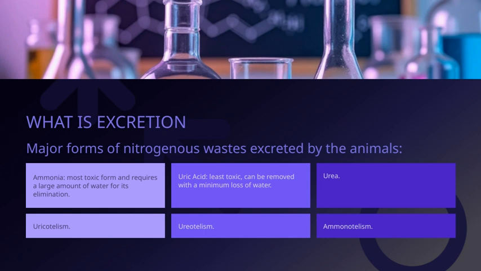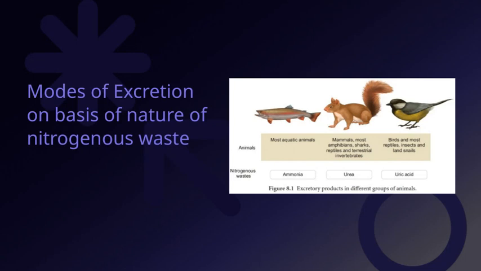To summarize, the major forms of nitrogenous waste excreted by animals include ammonia, urea, and uric acid. Each has its own biological advantages depending on the animal's environment and water availability. This diversity of excretion strategies highlights how vital excretion is for maintaining internal balance and overall health. Let's take a closer look at the different modes of excretion based on the nature of nitrogenous waste.